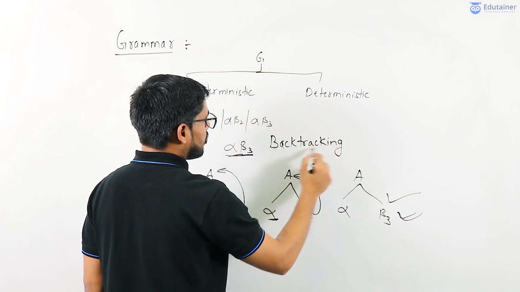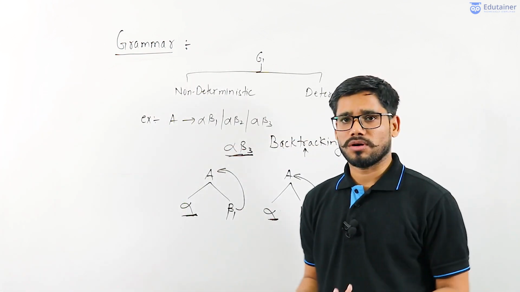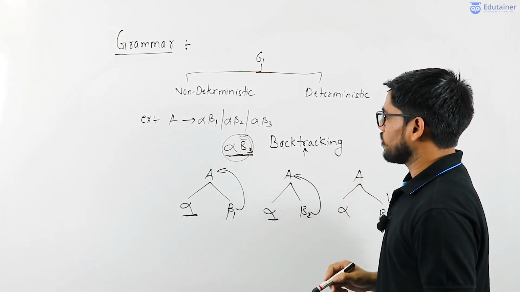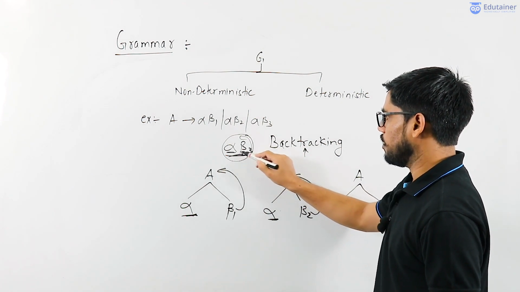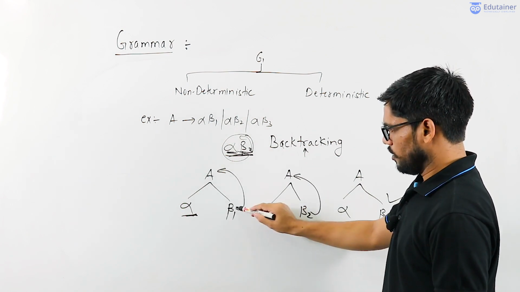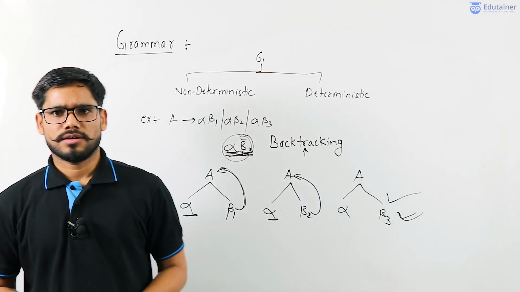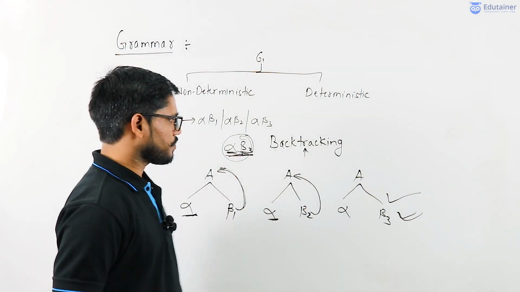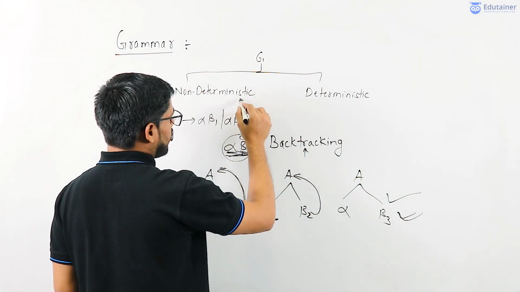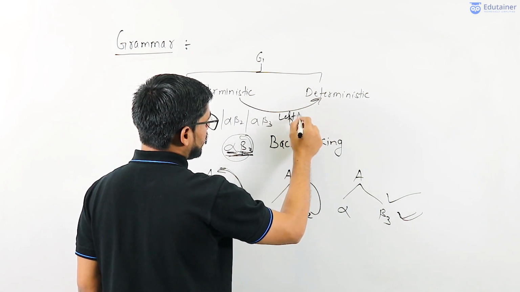And why does backtracking occur? Backtracking occurs due to the seeing of a particular string. Here we cannot see the string as a whole. That's why the backtracking problem occurs. If we see the whole string at a time, then we can definitely use the correct production. So in non-deterministic grammar, to resolve the backtracking problem and convert it into a deterministic grammar, we use the left factoring method.